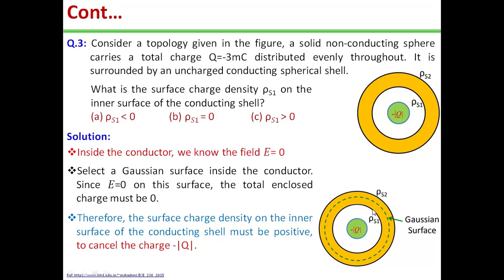For zero electric field, we know that it must be positive and its value will be equal to positive Q, so that plus Q and minus Q cancel each other. So no charge remains enclosed by the Gaussian surface, and thereafter we will have zero electric field. That is why I am telling you that rho S1, the surface charge density over the inner spherical shell, will be positive. So obviously rho S1 is greater than 0. This is the correct answer, that is option C.